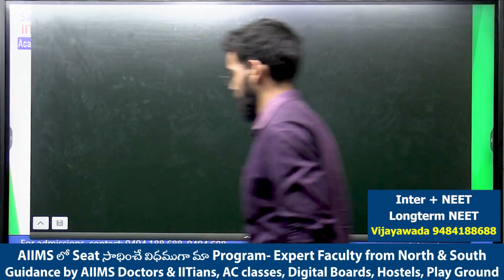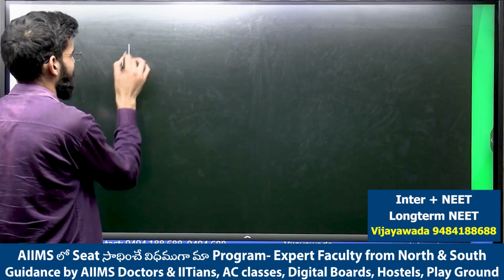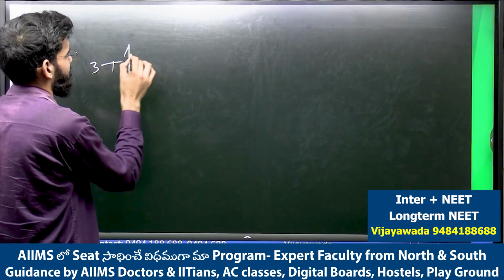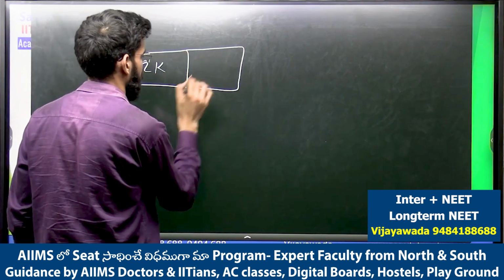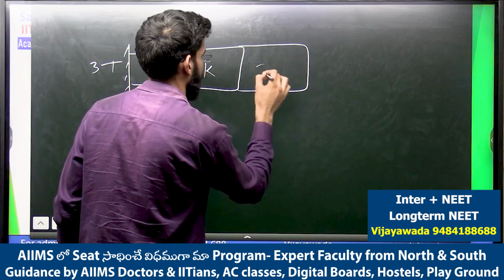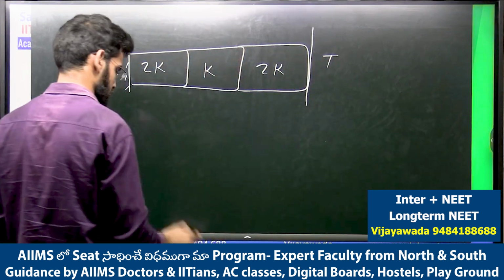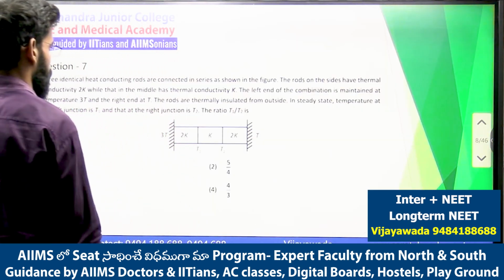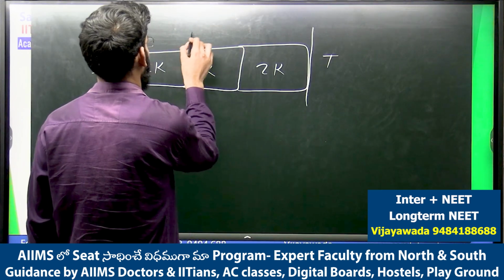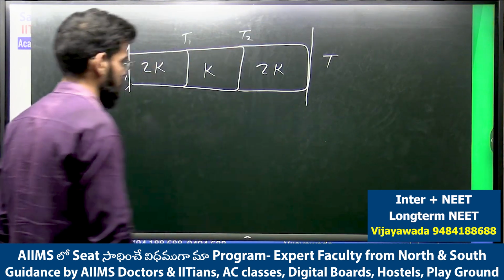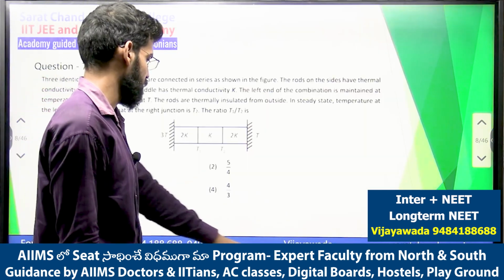Not that difficult, but you have to understand a little bit. 3T, and then you have here 2K, all are identical. Here K and here 2K, so the area of cross section and length are the same. Here T temperature is maintained, and on the left side is T1 and the right side is T2. Now he is asking T1 by T2.